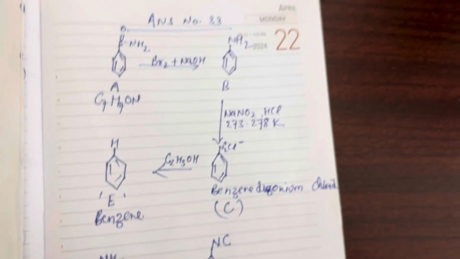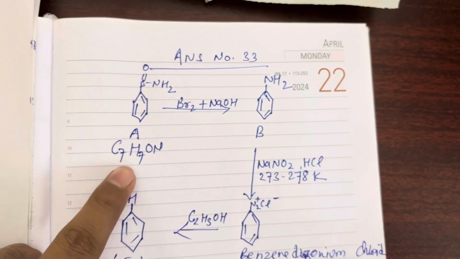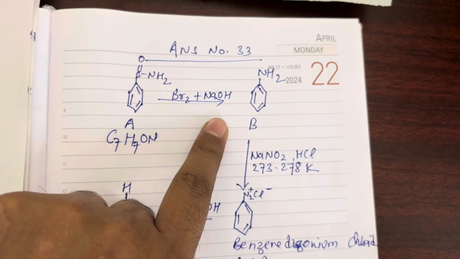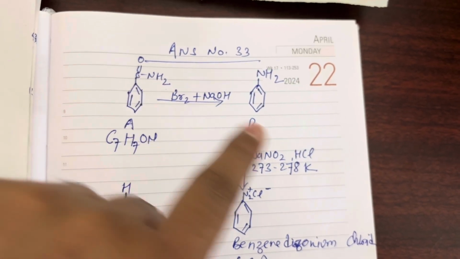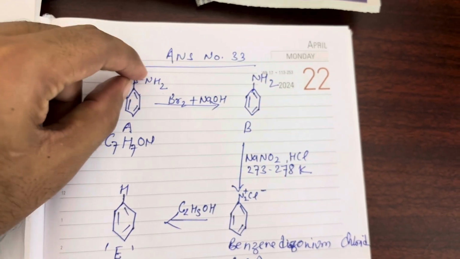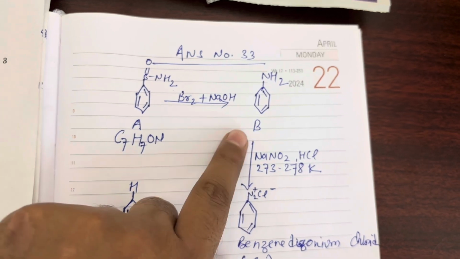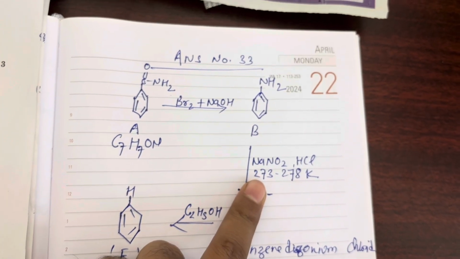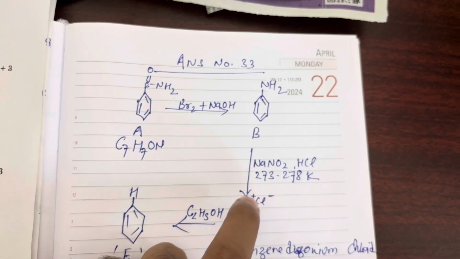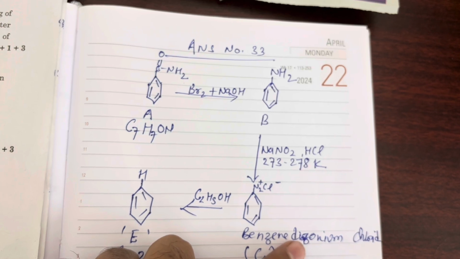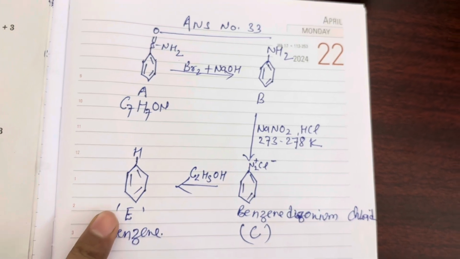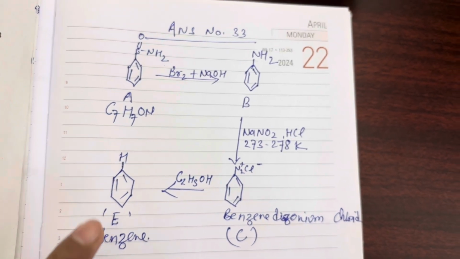So these are the compounds A, B, C, D, E. A is the amide C7H7ON. On treatment with Br2 and NaOH in the Hoffmann bromamide degradation reaction, the CO of the amide is removed and compound B, aniline, forms, with NH2 attached to the benzene ring. Aniline reacts with nitrous acid at 273 to 278 Kelvin to form benzene diazonium chloride, and benzene diazonium chloride reacts with ethanol to form benzene, that is E.